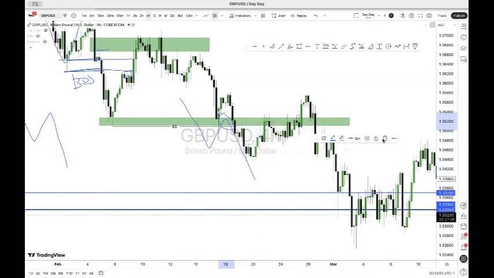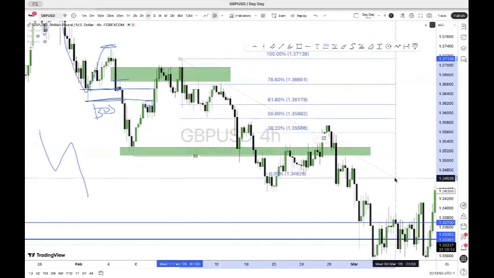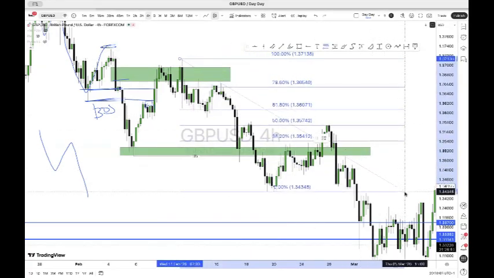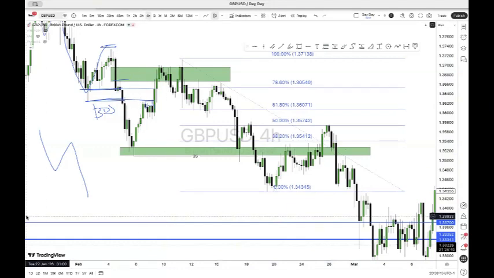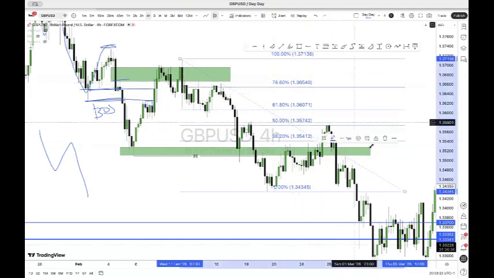But the problem here is what they are not identifying: we started this move from this high to this low, meaning we're going to look for 50% at least or above 50%. So you see, price came back to 50% at least or above 50%. Why did price come back to 50%?